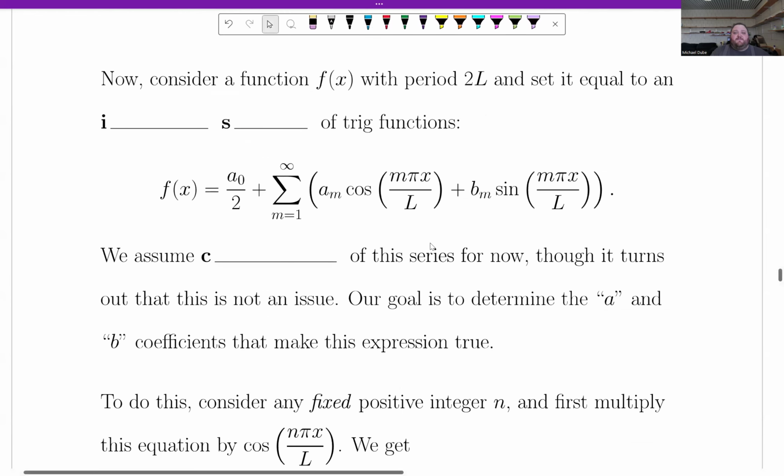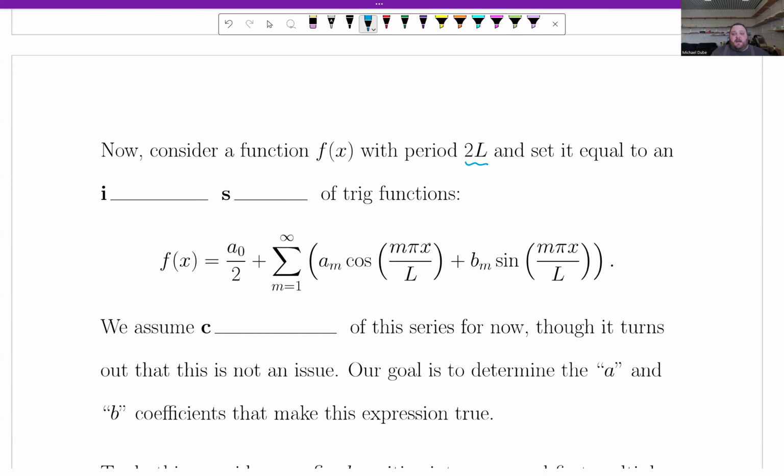Now, consider a function f of x with period 2L and set it equal to an infinite series of trig functions. Okay, so we get f of x is equal to a naught over 2 plus the sum from m equals 1 to infinity of am, so some coefficient, times cos of m pi x over L plus bm sine of m pi x over L. Okay, so a little bit more complicated than our Taylor series, but not that much harder.